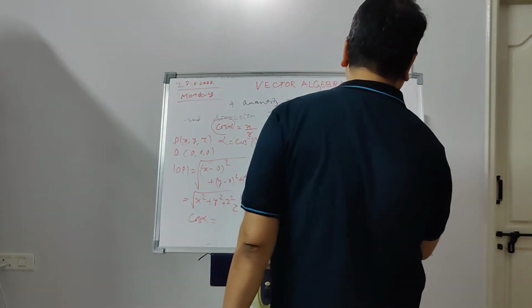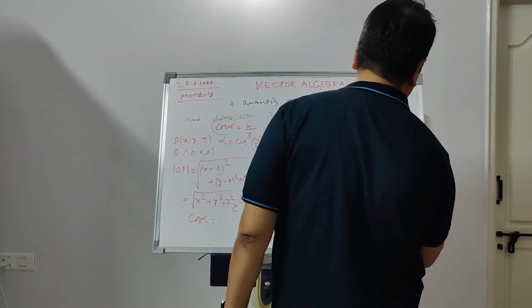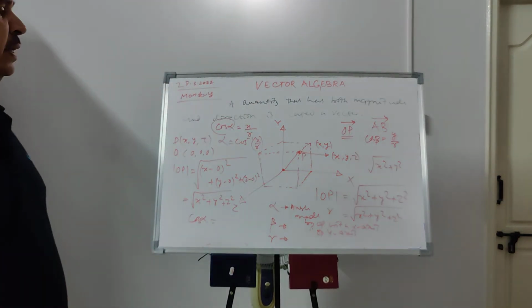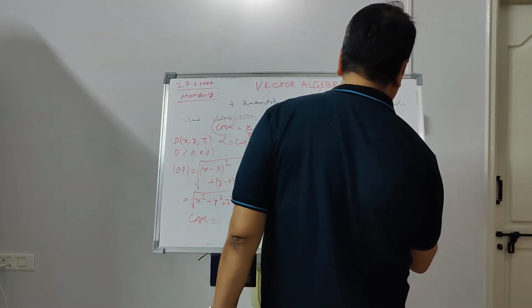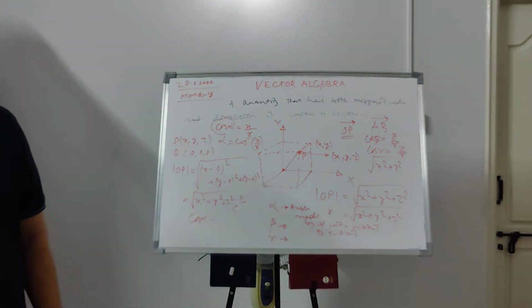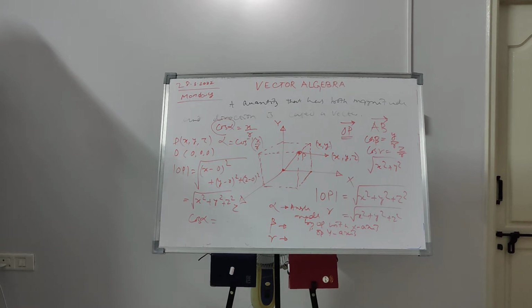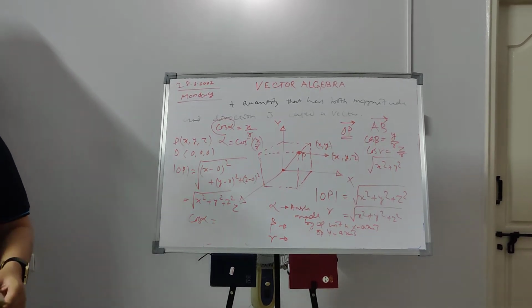Similarly, there will be cos beta. Cos beta is equal to y by r. Similarly, cos gamma is equal to z by r. So these are called direction cosines.